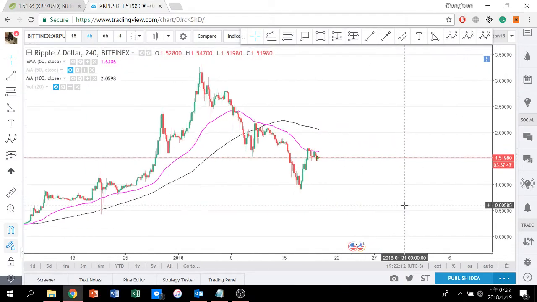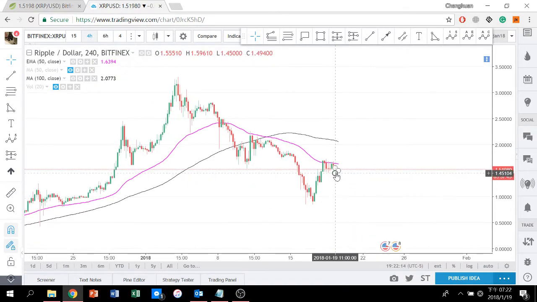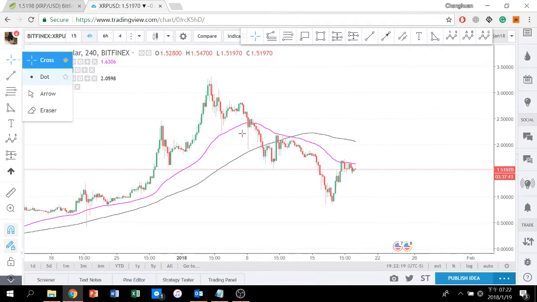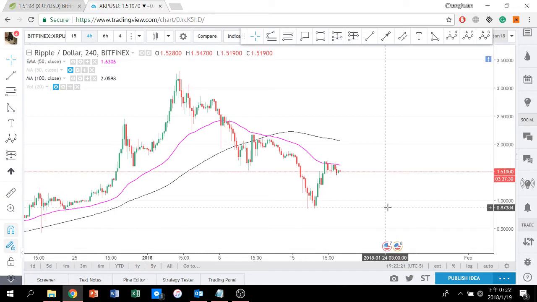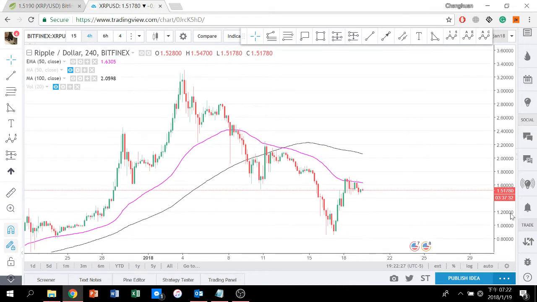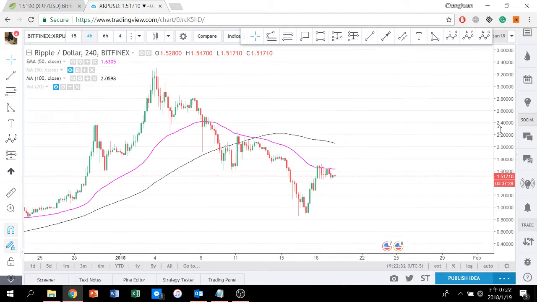Hi, so we're going to talk about Ripple again. I made an update recently about shorting Ripple to the previous low, all the way down to below $1. And I'm going to explain my idea in terms of both the short-term movement and the long-term movement, and why I think so.